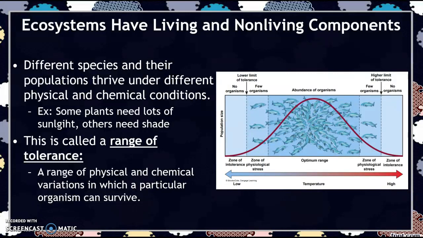Other examples include temperature. So this figure right here talks about the optimum range for these fish, and they live best in this middle area here. And when it gets too cold, first we have this zone of intolerance. There are no fish here. Zone of stress, we have a couple of fish. And then if we go to the other extreme, too hot of temperatures, again, zone of intolerance, none. Zone of physiological stress, a few fish.